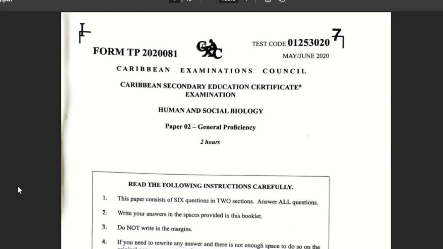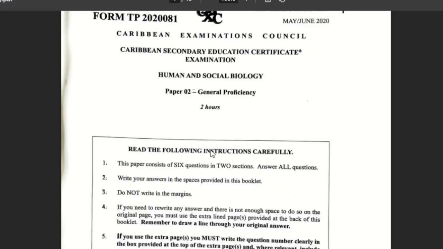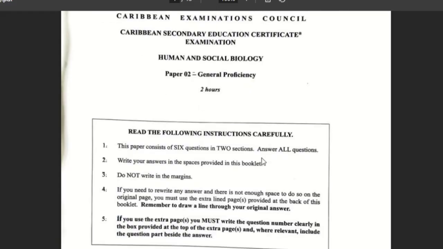Okay, so this is another past paper that we're going to go through. This one is taken from 2020. It's the same instructions. It just says this paper consists of 6 questions in 2 sections and all that stuff. You should actually read the front page just in case things change. Always read the front page for the different instructions. But now let's get into the real question.